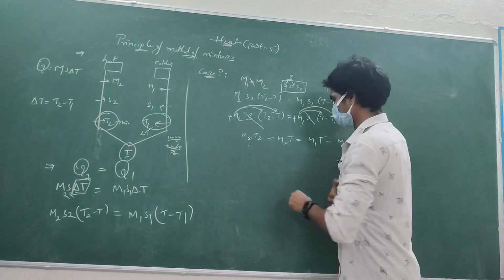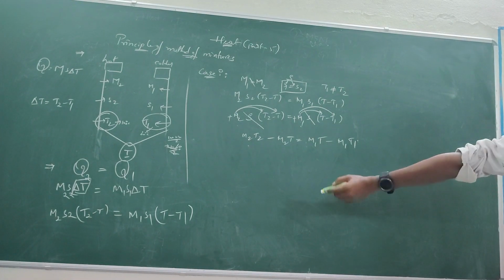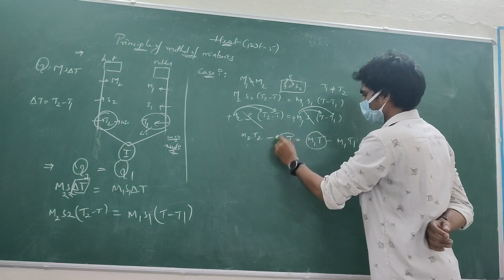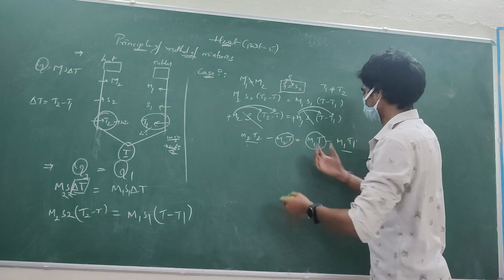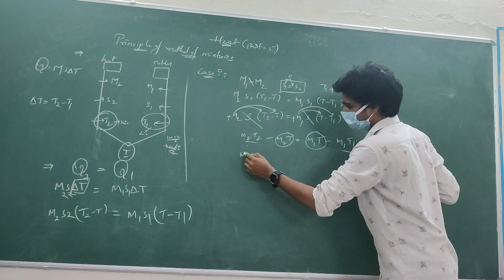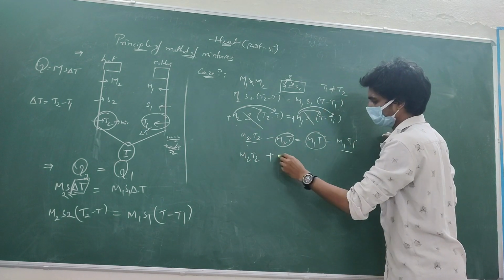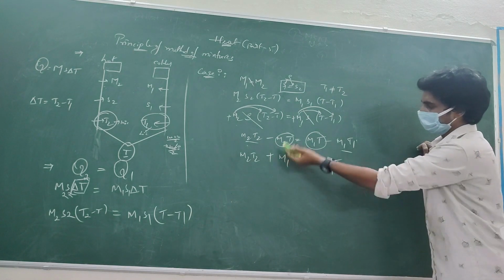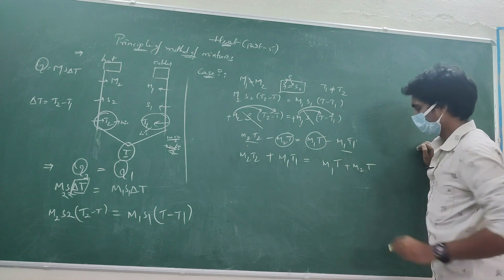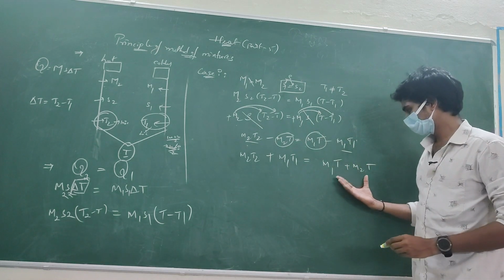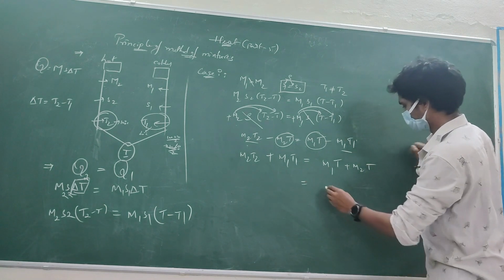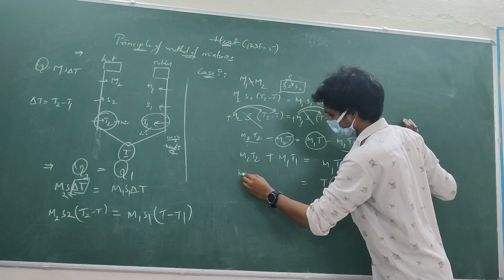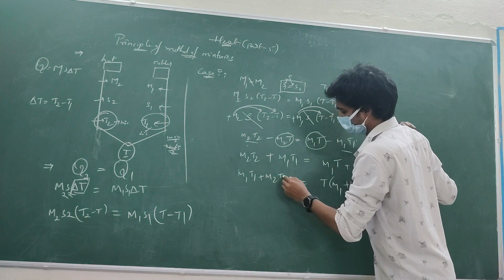Now we'll send T terms to one side and T1 T2 terms to the other side. Let's say now we'll send M1 T1 to the other side, which becomes M2 T2. If minus goes that side, it becomes plus M1 T1, that is equals M1 T plus M2 T. Okay, so here you could make T common, T into M1 plus M2 is equal to M1 T1 plus M2 T2, right?